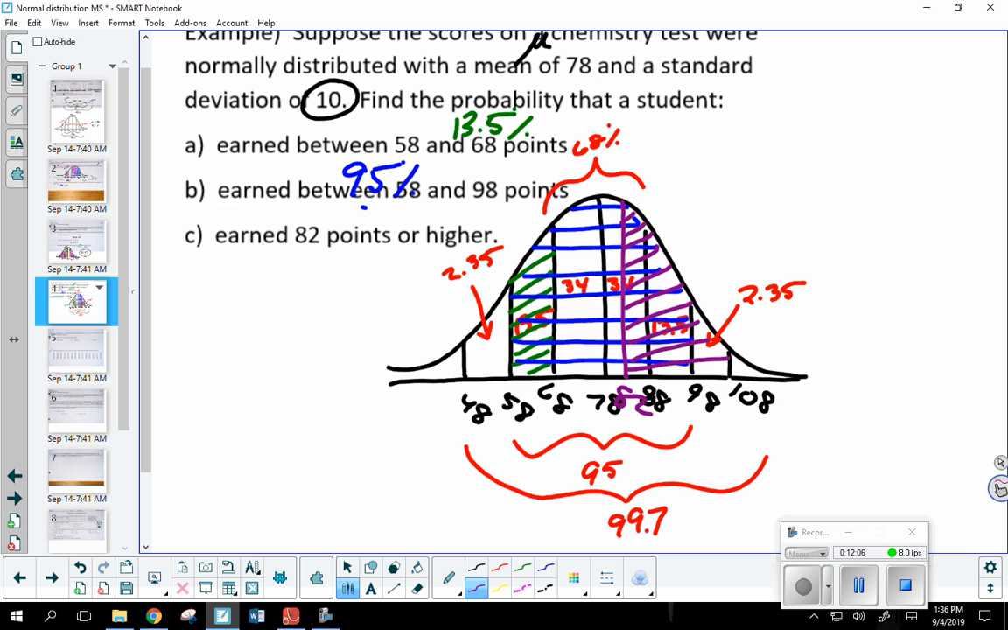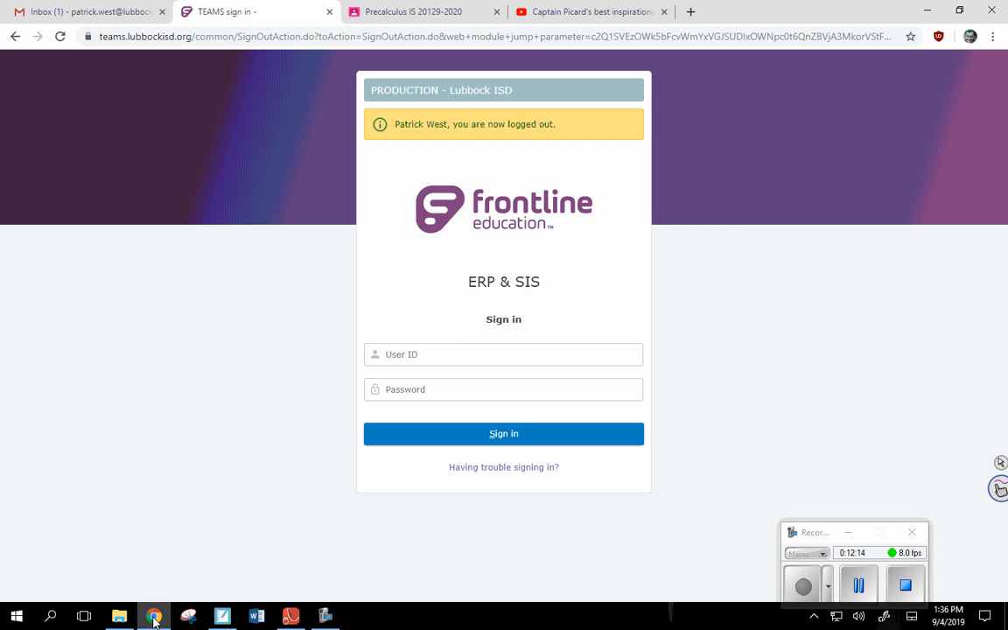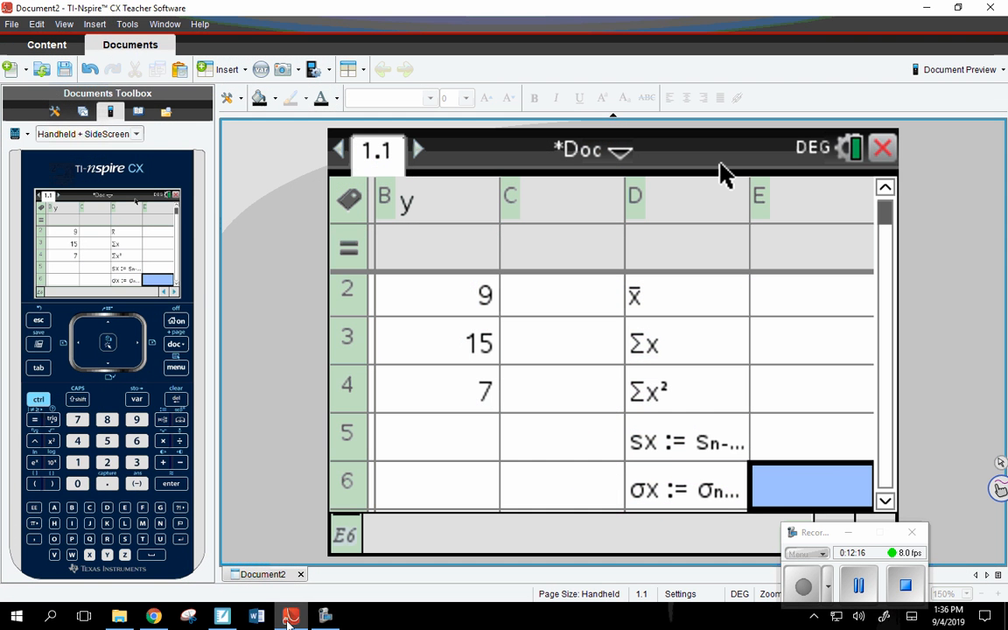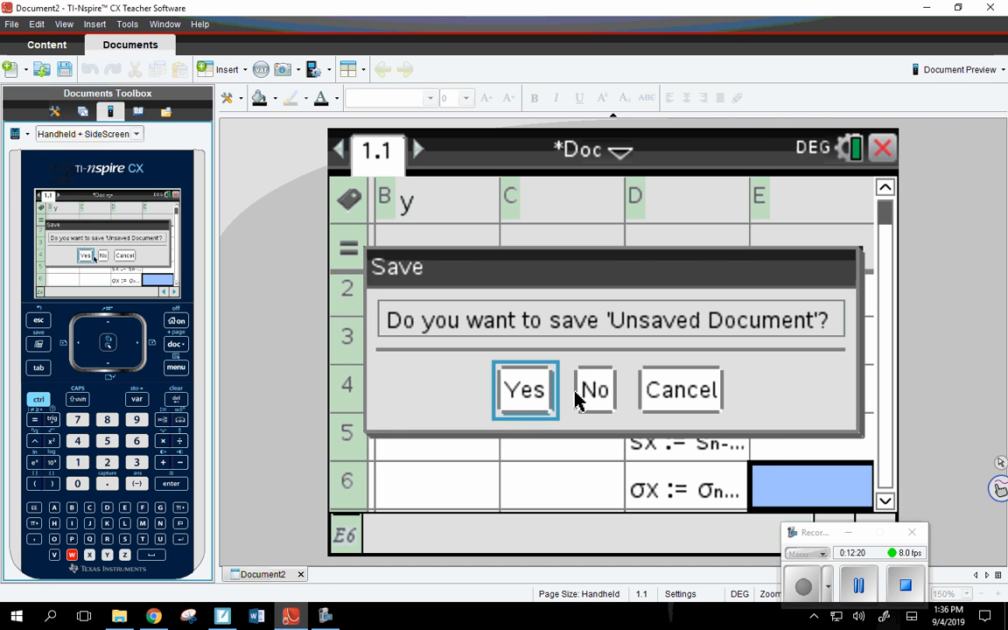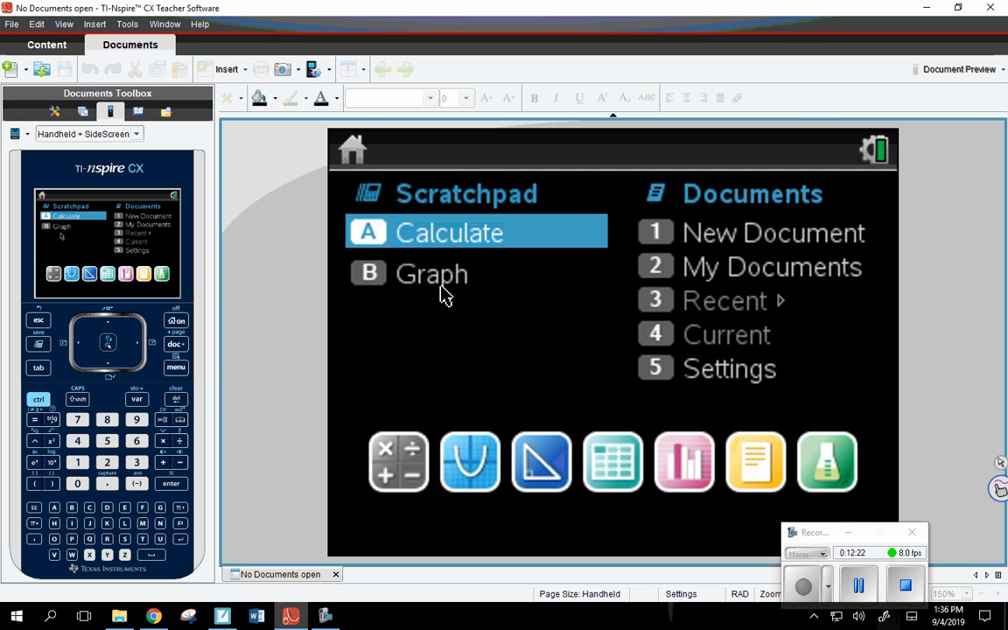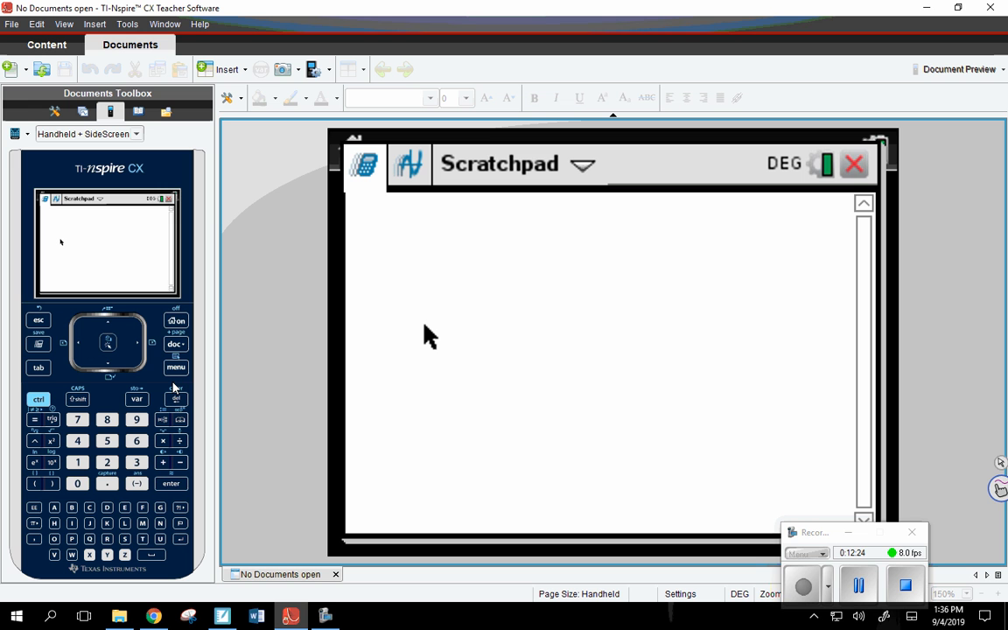Okay. So let me come on over here. Let's see here. I keep choosing the wrong die. There we go. So let's see here. Control W. Let's get out of here. Do you want to save that? No. Okay. So let's go to my calculate screen. How do I put this in the calculator? Okay. So I'm on my scratch pad.